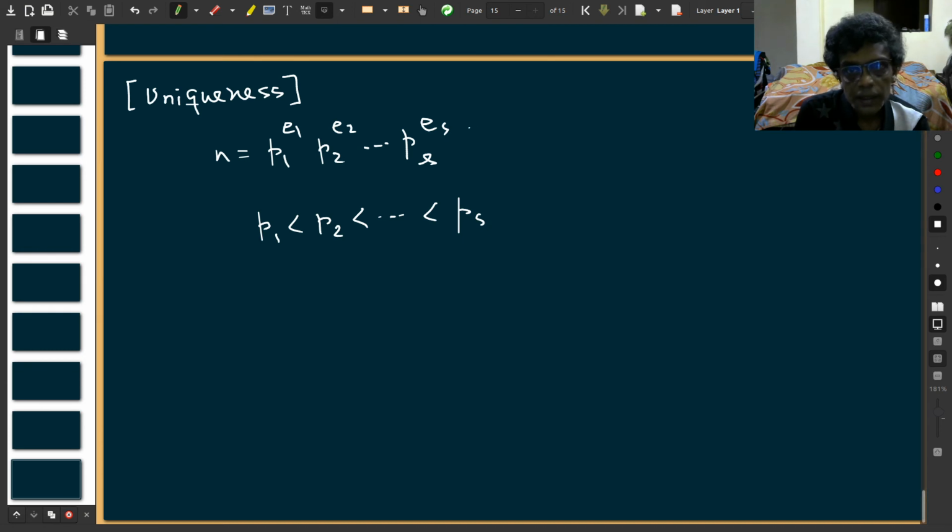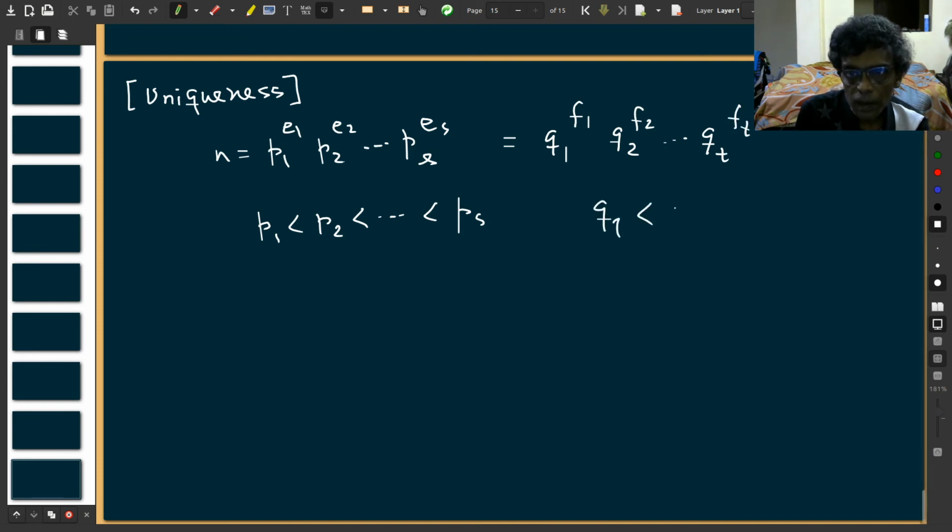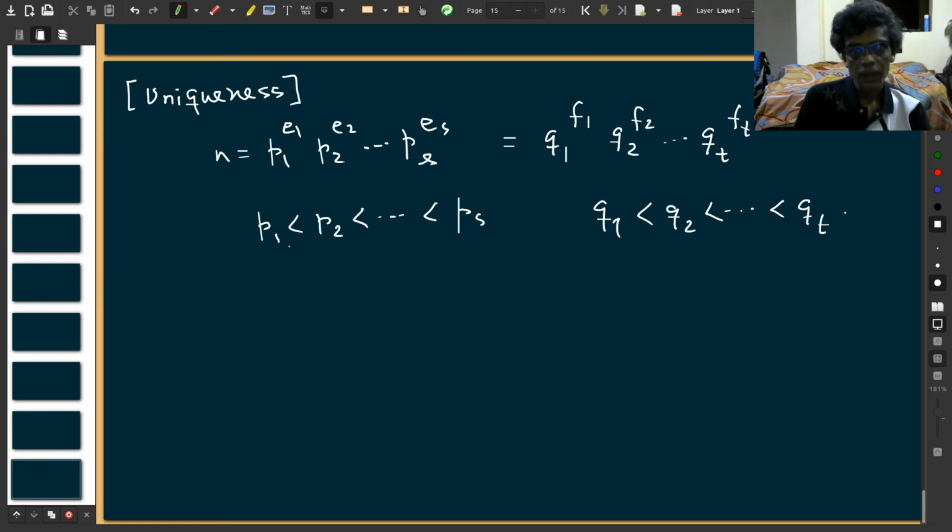In order to prove this uniqueness, let us say that n has another factorization of the form q1 to the f1, q2 to the f2, ..., qt to the ft. Once again I assume that q1 is less than q2 up to qt. Now let us consider p1.